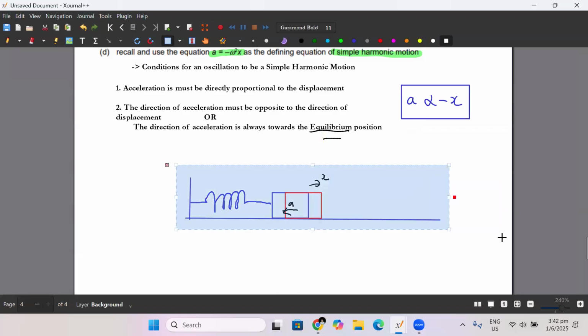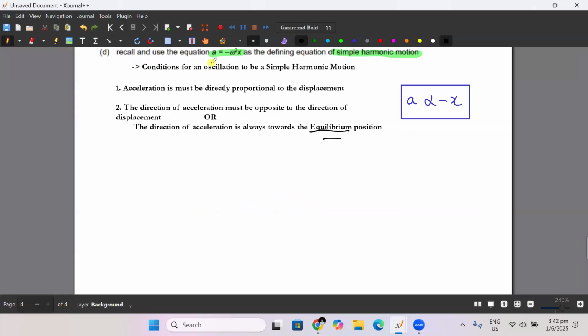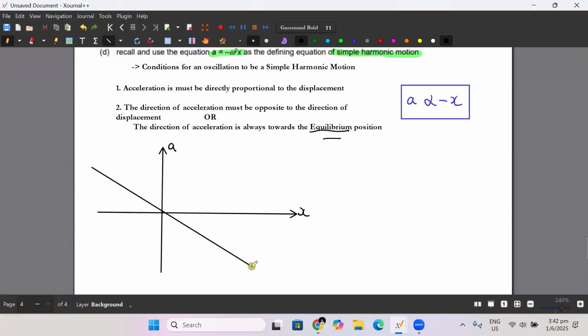Okay, so how do they test this in exam? Oh, they expect you to know how to draw the graph lah. Okay, then low key quite easy one. Okay, look, a, x, right? So we want to have direct proportion. So we know we need a straight line graph, but they are opposite in direction. So therefore, you get this exact graph. Okay, so look, important features to prove that it is SHM.